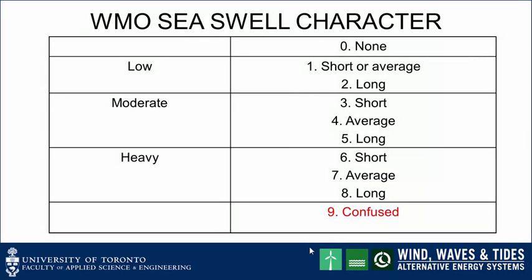The World Meteorological Organization, WMO, also characterizes sea swell. And so you can see in the right-hand column there reference to essentially the period. So we have short or average or long, so descriptive of the time scale of the waves. Again, like the ninth characteristic here, confused, which is reflecting often a storm situation where waves are coming from every direction and the sea is just a foaming mess, which has no really observable pattern.